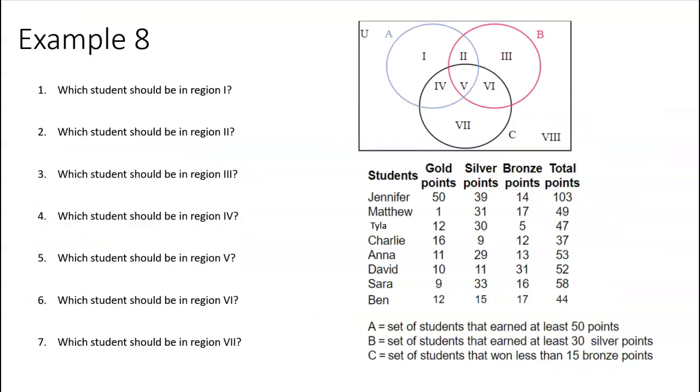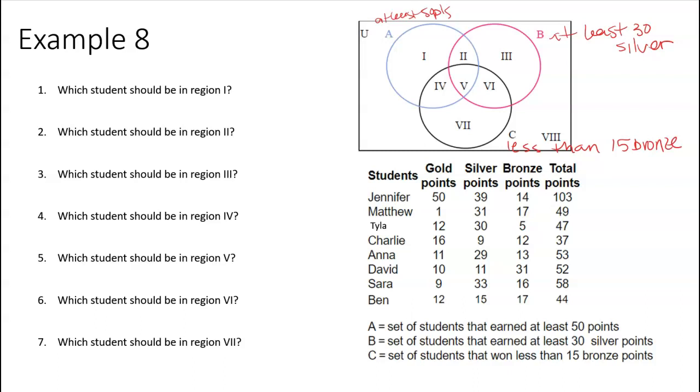Let's get really complicated. This example is a little bit nuts, but we're going to do it. We've got a set of students that are earning points, and we're going to see the overlap here. A is the set of students who earned at least 50 points. B is the set that earned at least 30 silver. And then C is the set who won less than 15 bronze. Which student should be in region 1?